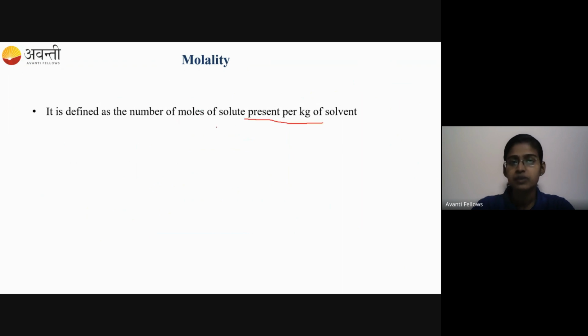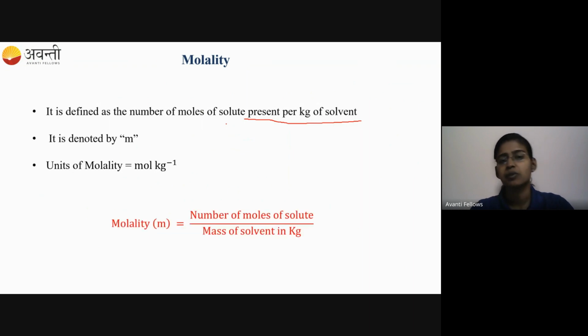So the difference between molality and molarity is their volume of solution in liter and here mass of solvent in kilogram. That is the only difference. Okay. Molality is denoted by the letter small m. And the unit, if you see, it is mole per kilogram. And the formula says that number of moles of solute by mass of solvent in kilogram.